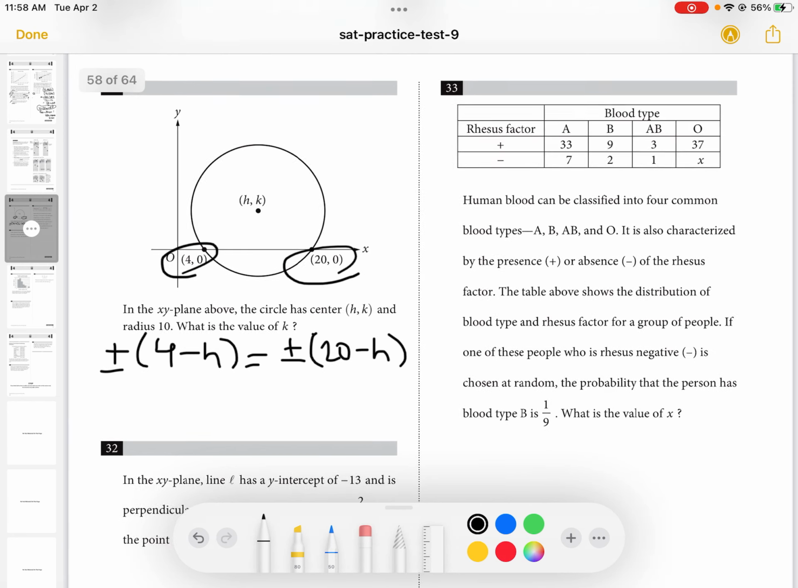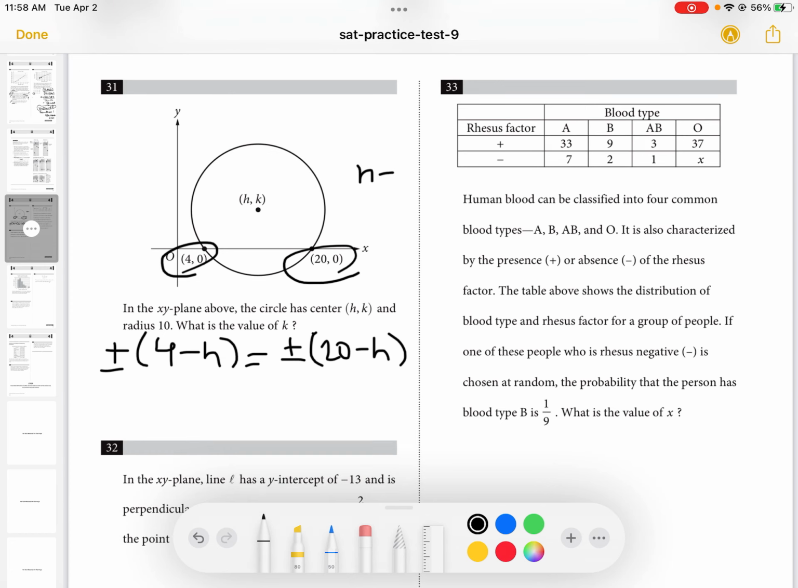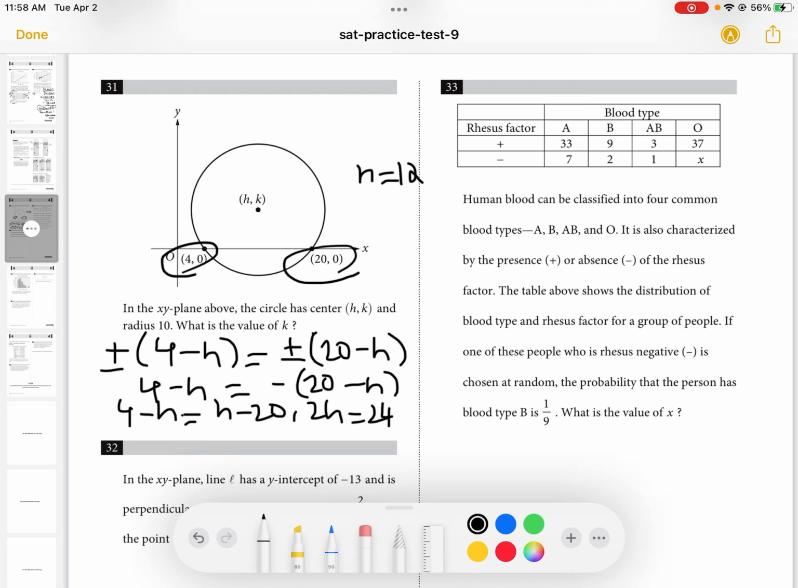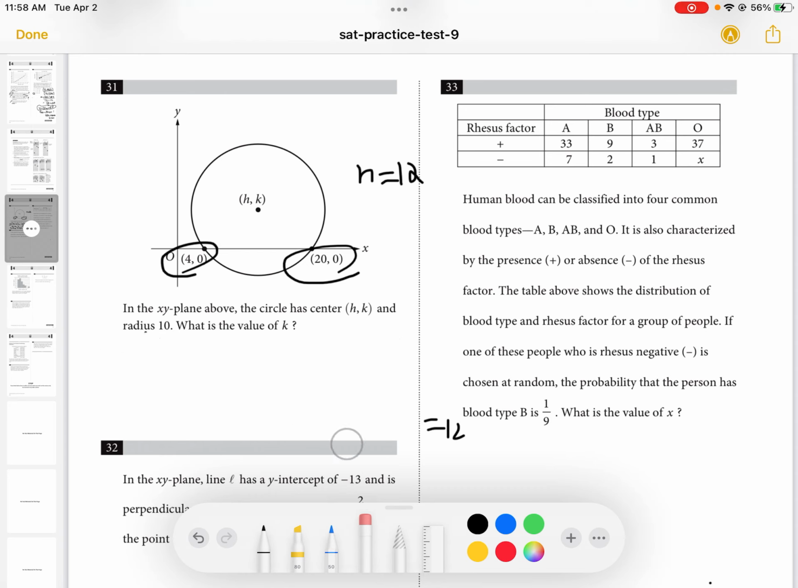Let's try the second case. I'm just going to note down the values. So we have h equals 12 the first time. If we do 4 minus h is equal to negative of 20 minus h, we get 4 minus h is equal to h minus 20. Again, 2h is equal to 24 once you arrange everything, and h is equal to 12 again. So if we get h equals 12 both times, we know that h is 12 for sure.